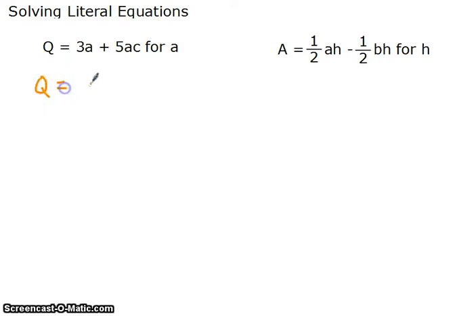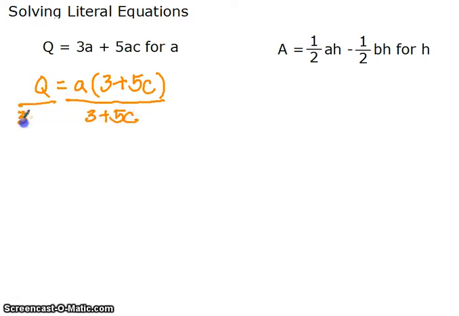So that's Q equals, we're going to put an A and then parentheses, and since we're taking it out, we're dividing everything by A. So that's going to leave us with a 3 there, and it's going to leave us with a 5C here. And now, since A is being multiplied by this whole thing in the parentheses, I can just divide by this whole thing in the parentheses, and it'll cancel it out. So A equals Q over 3 plus 5C.